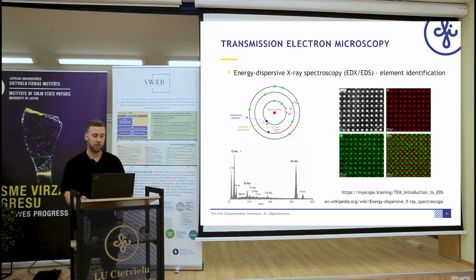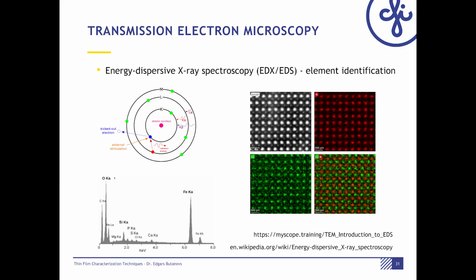And furthermore, usually tools also have a so-called energy dispersive X-ray spectroscopy detector inside the tool, and this, similarly to X-ray fluorescence discussed before, gives us information about the elements in our sample. You can either obtain information from a single point or perform mapping over your lamella or your crystalline lattice.